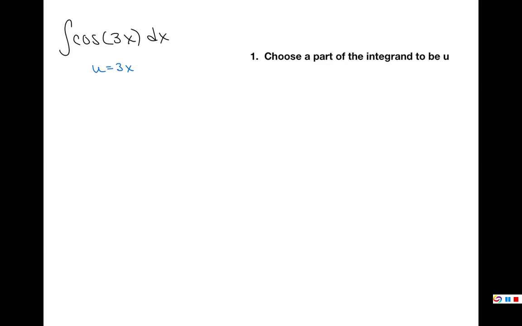Usually we are going to select the inside function, just like when we first learned what the chain rule was. We let u equal our inside function. But we'll talk a little bit more about how to pick the u. Sometimes you just have to guess and see if the problem works out. All right, so inside function is 3x, so I'm going to try that for my u. So that's step 1.